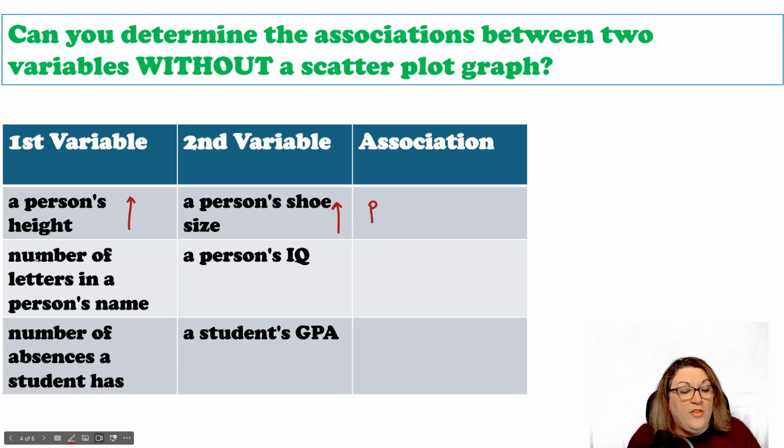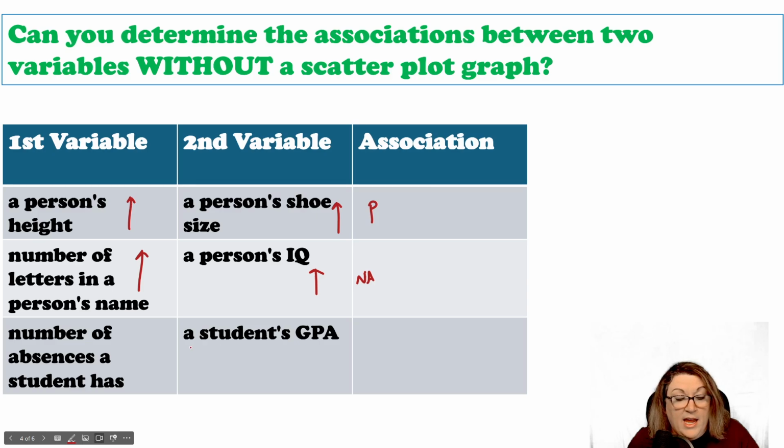Okay. The number of letters in a person's name, if those increase, does that mean that their IQ is going to increase? That's intelligence quotient, by the way. So does a person become more intelligent when they have more letters in their name? I would say no. I would say that's not really related, and that would be a no association circumstance there.